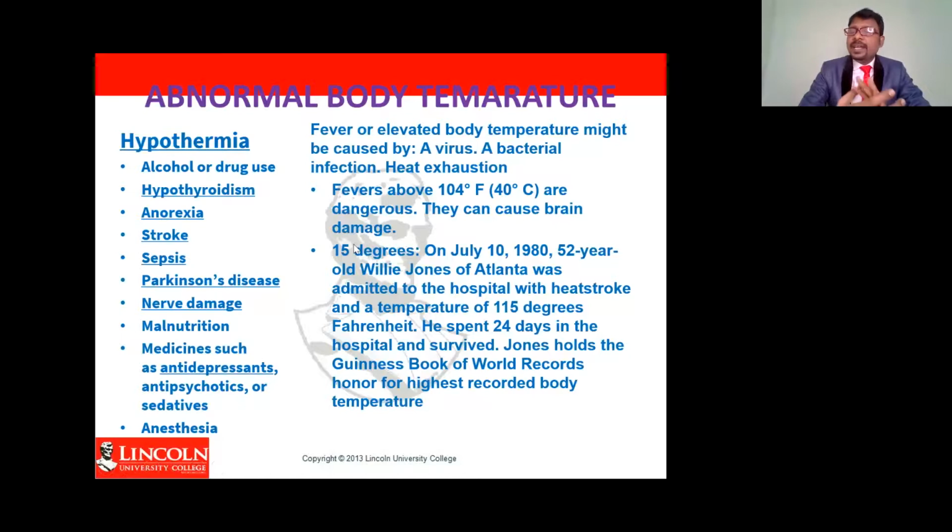But according to the statistics and the records in history, in the 1980s, Willie Jones in Atlanta was admitted to the hospital with a temperature of 115 degrees Fahrenheit. She spent more than 24 days in the hospital and she survived. After that, she got the Guinness World Record, because this is the highest body temperature, 115. Normally, if it crosses more than 107 degrees, it affects the brain and may lead to mortality. But he survived, and that is the reason he got the world record.